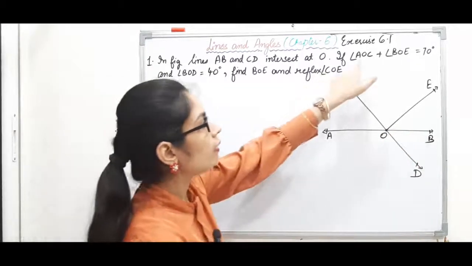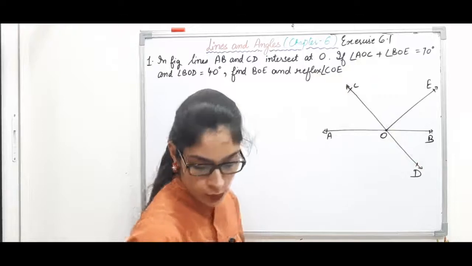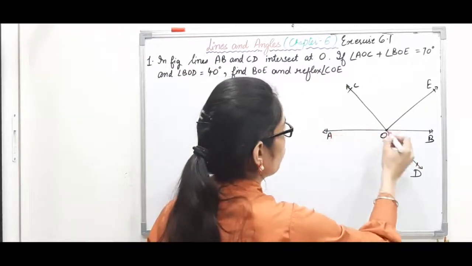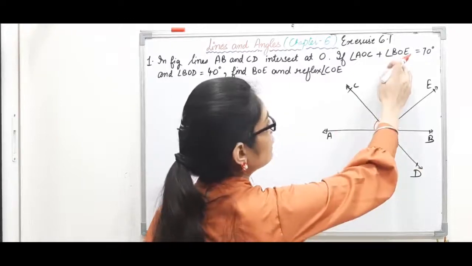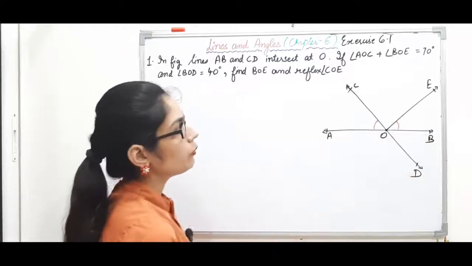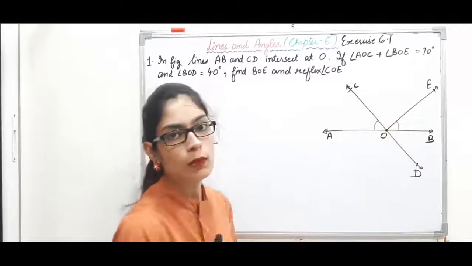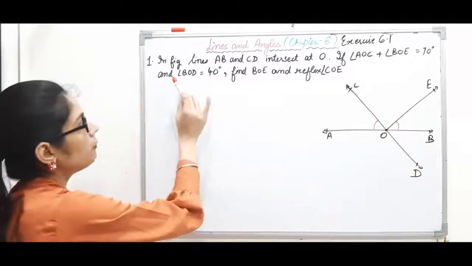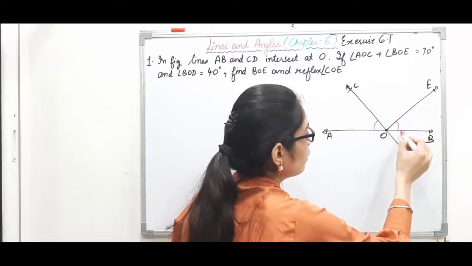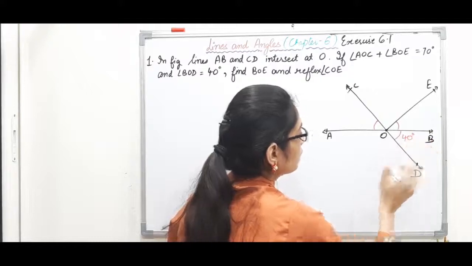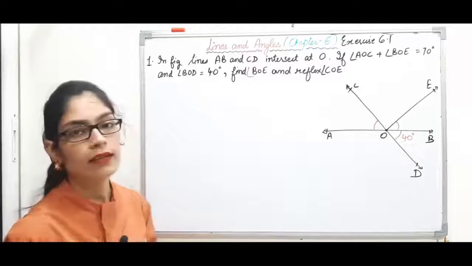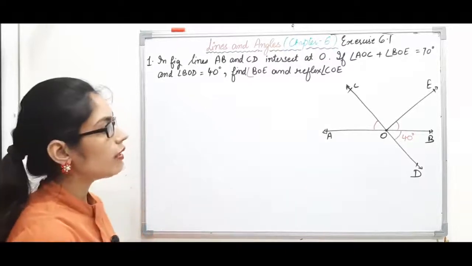So if angle AOC plus angle BOE. Which are these two angles? Angle AOC, this one, plus angle BOE. Their sum is given to us. The sum of these two angles is equal to 70 degrees and angle BOD is equal to 40 degrees. So this is BOD, this 40 degrees is given to us. We have to find angle BOE and reflex angle COE. These two angles we have to find.